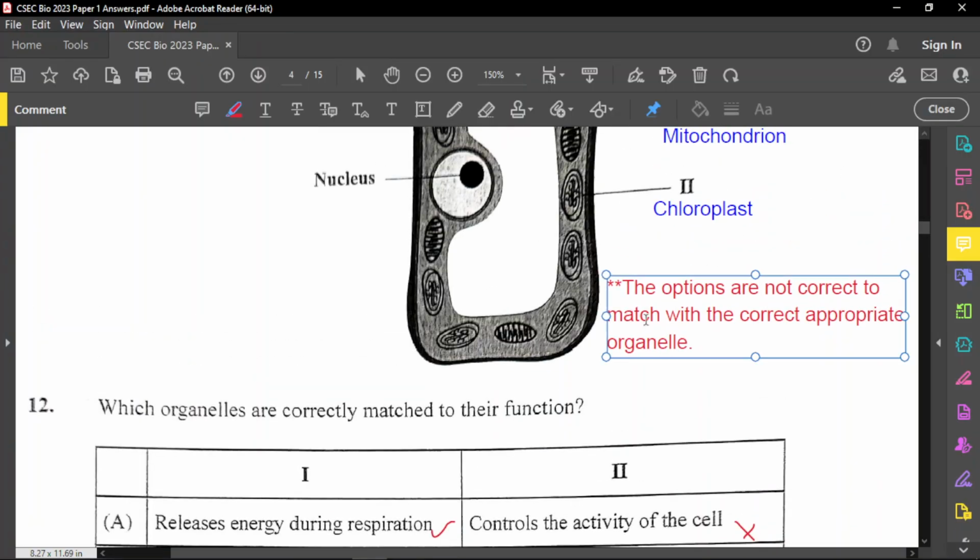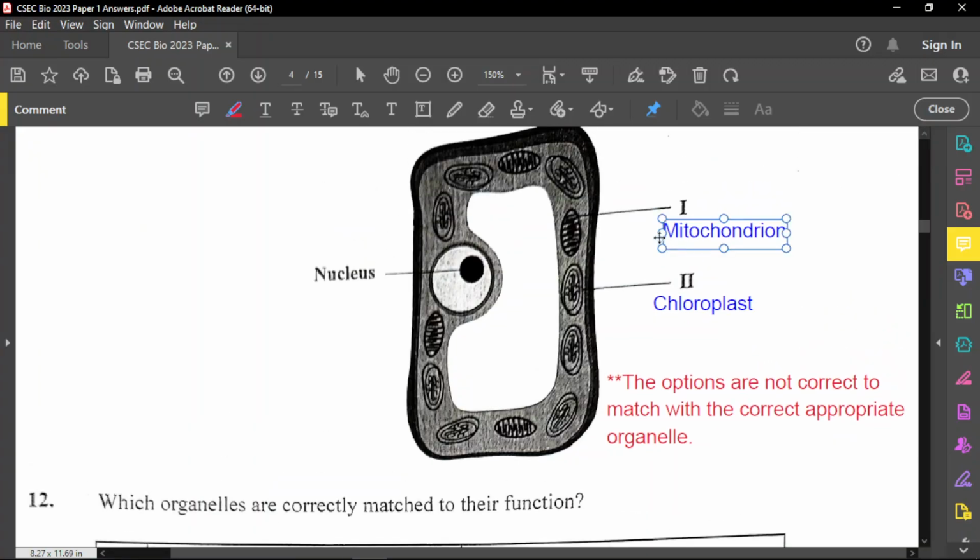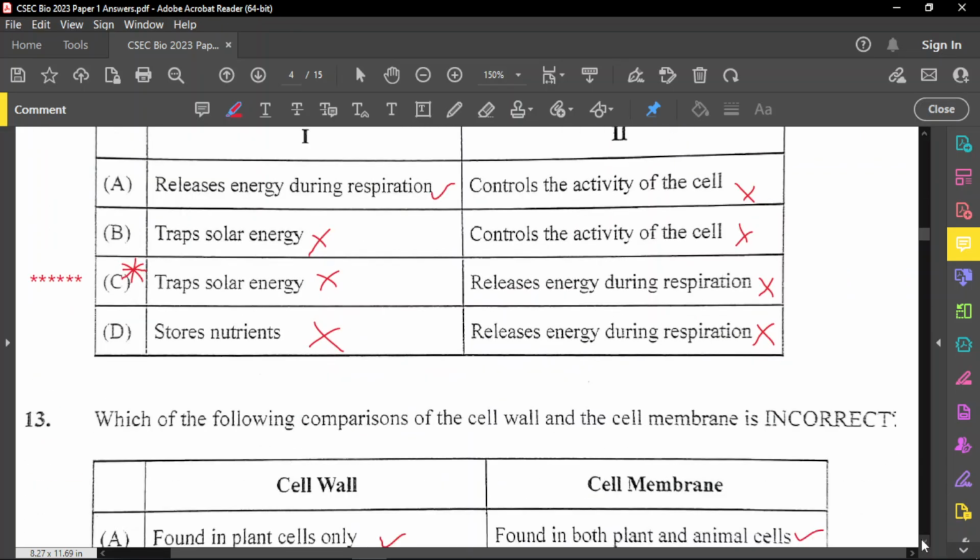So let's go back there and see my notation here that the options are not correct to match the appropriate organelles or answer. So again, mitochondrion is option part A or part 1 of the diagram. Structure 2, chloroplast. All right, so I do not agree with any of those answers in that chart at all.